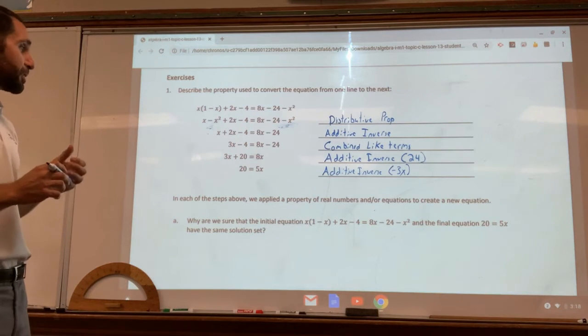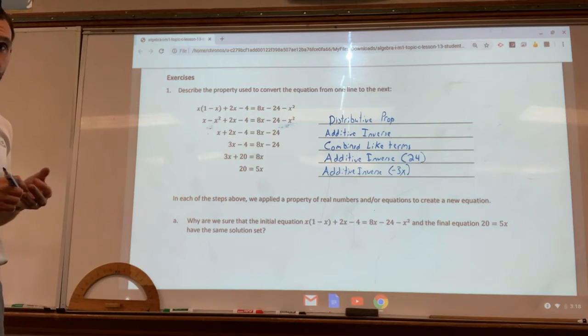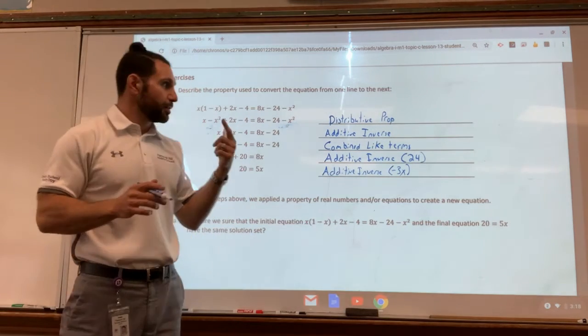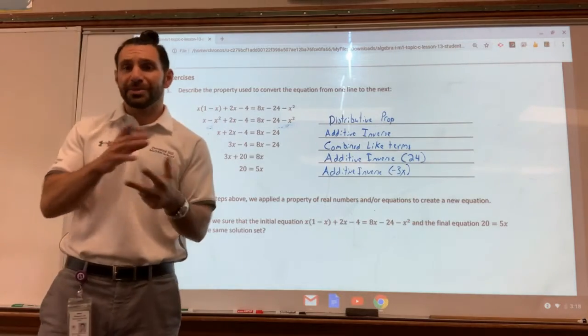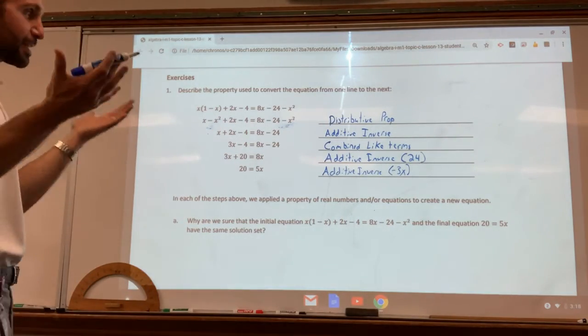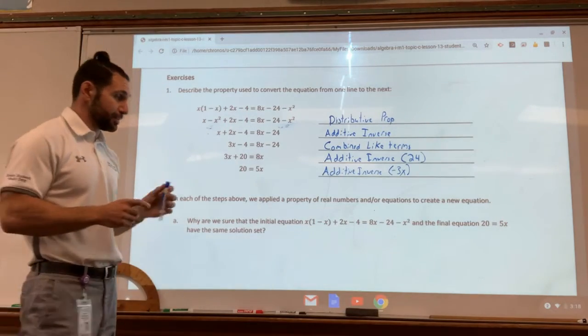Why are we sure that the initial equation and the final equation have the same solution set? Well, what did we use? We used the distributive property and the additive inverse. We combined like terms. None of those change the problem. It keeps it balanced. As long as we're keeping it balanced, it will stay equivalent.